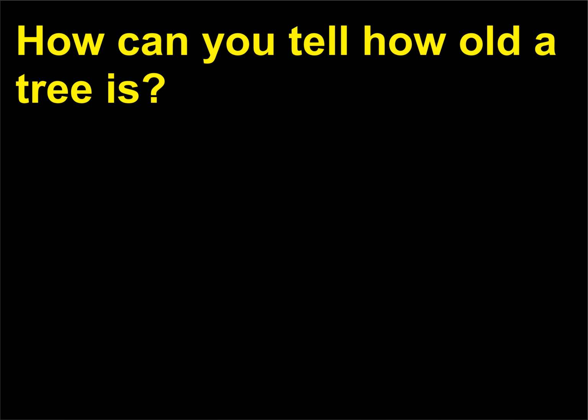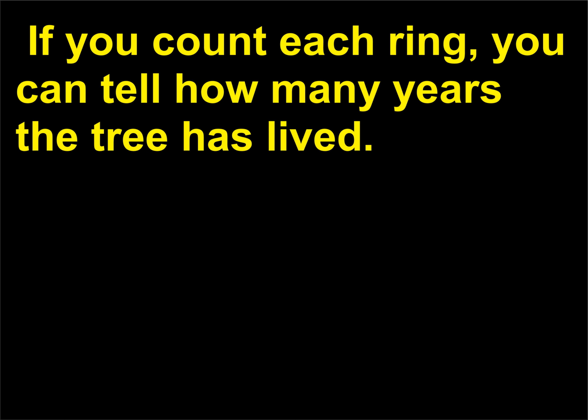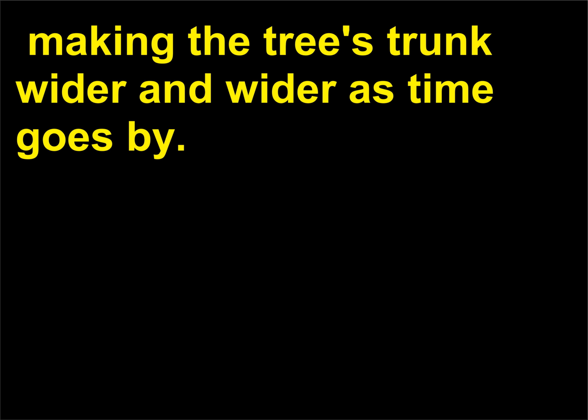How can you tell how old a tree is? When a branch or the trunk of a tree is cut, you can see a series of rings inside. If you count each ring, you can tell how many years the tree has lived. Each year a tree grows a new layer of wood just below its bark, making the tree's trunk wider and wider as time goes by.